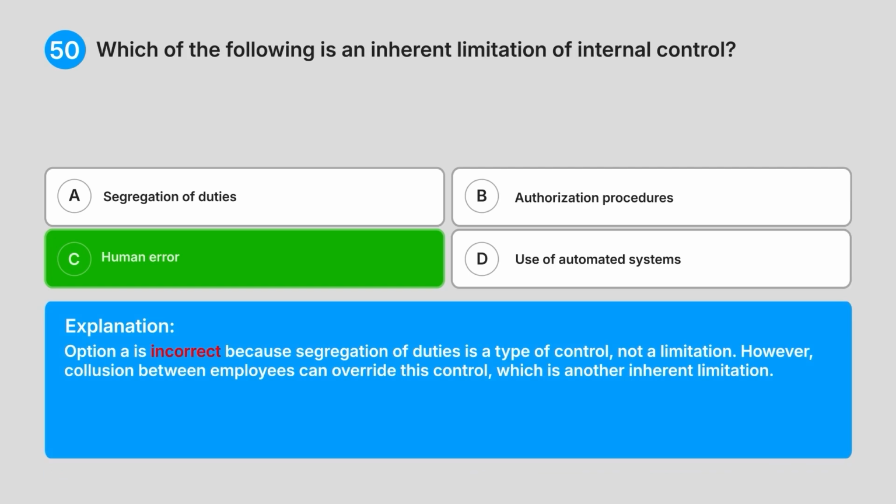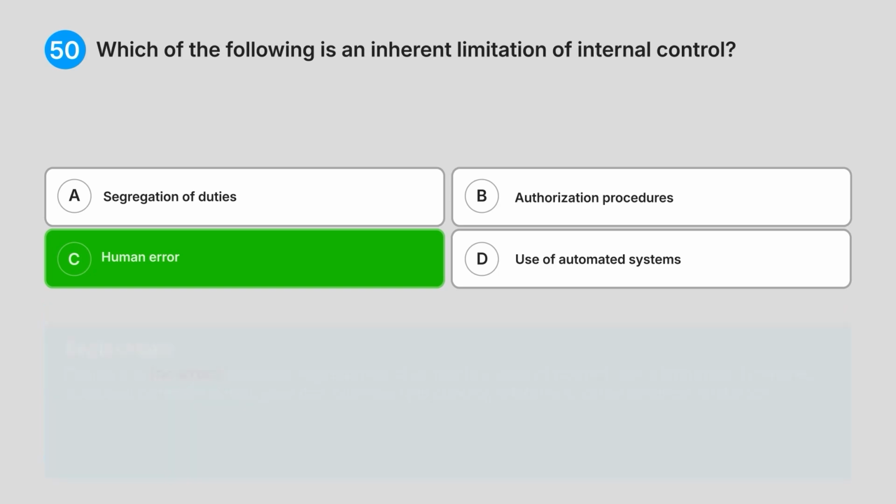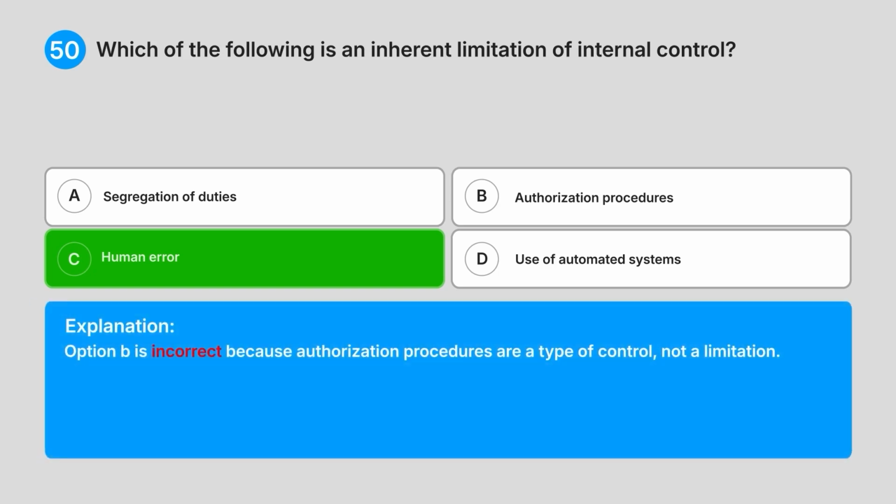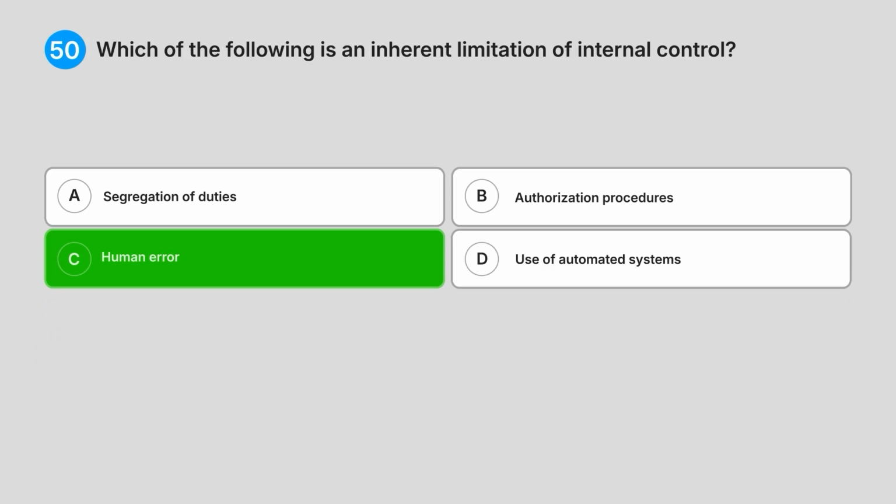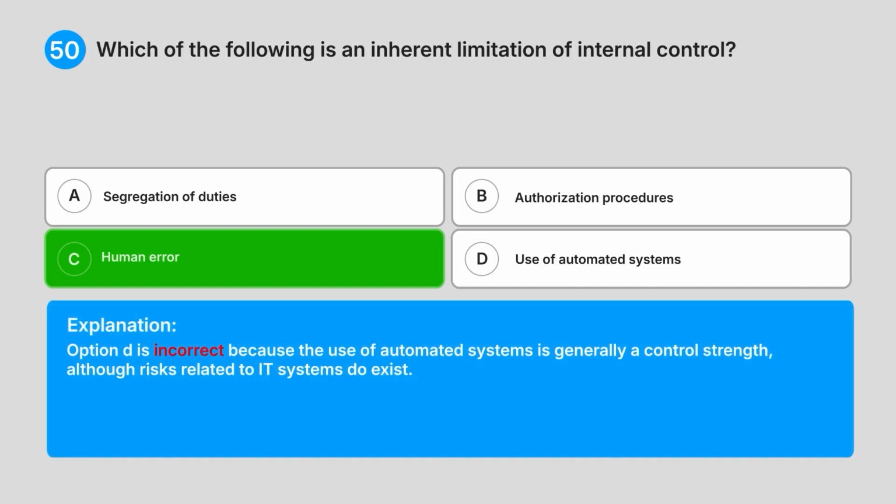Option A is incorrect because segregation of duties is a type of control, not a limitation. However, collusion between employees can override this control, which is another inherent limitation. Option B is incorrect because authorization procedures are a type of control, not a limitation. Option D is incorrect because the use of automated systems is generally a control strength, although risks related to IT systems do exist.